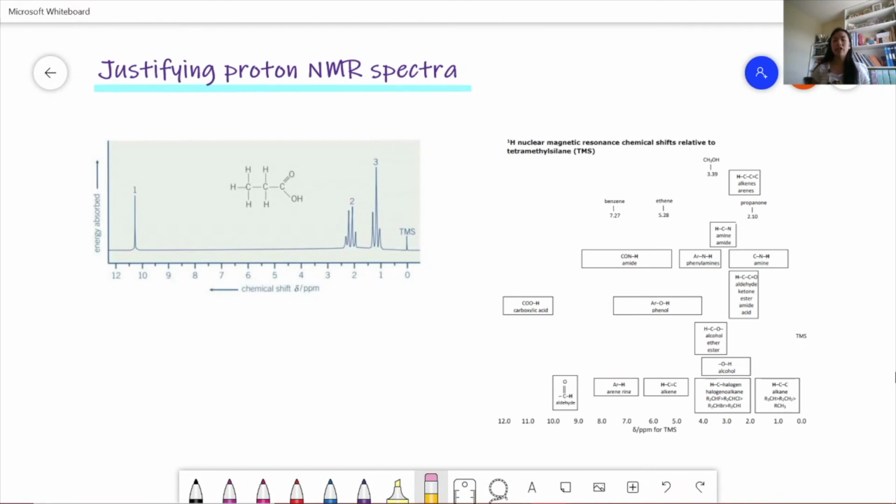So now we're going to have a look at how to justify proton NMR spectra. So here we have the spectra of propanoic acid, and we're going to just go through why we have all the peaks where they are and also the splitting. So firstly, we're going to draw out propanoic acid. So we have CH3, then CH2, and then we have the C double bond O, OH, which is the carboxylic acid group.